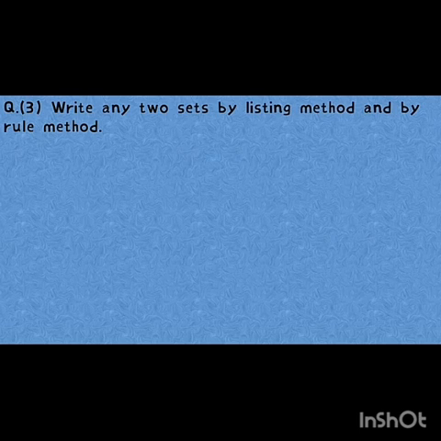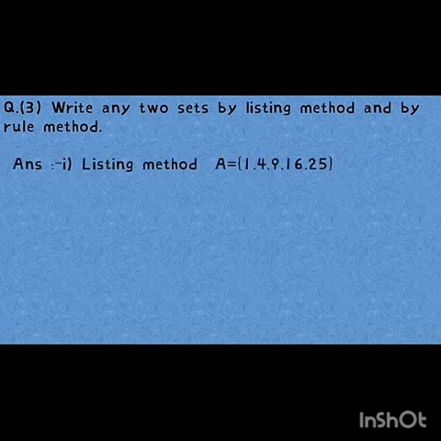Now question number 3, write any two sets by listing method and by rule method. Here we have to write the two sets using listing method and rule method. First we will write by listing method. A is equal to, in curly bracket, 1, 4, 9, 16, 25, curly bracket completed. For this we have to see the pattern of these numbers. So now we will write this in rule method.